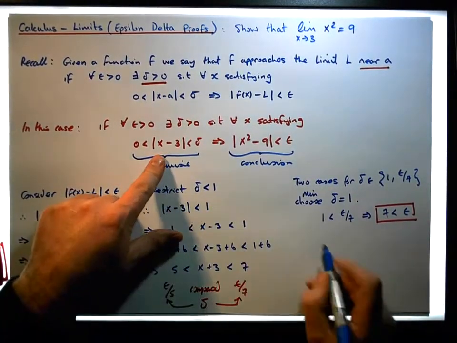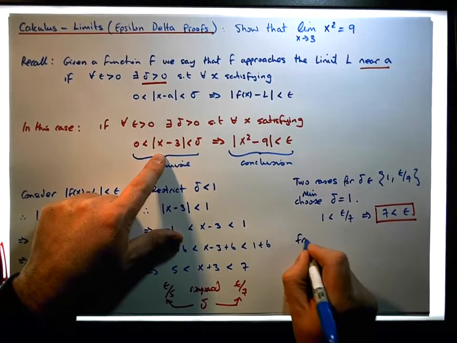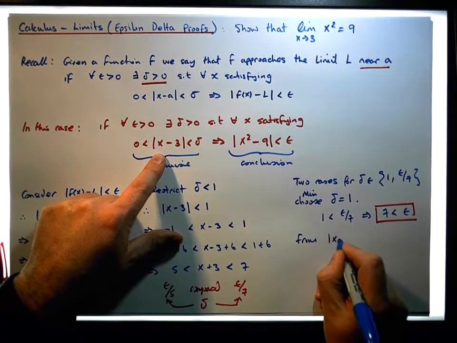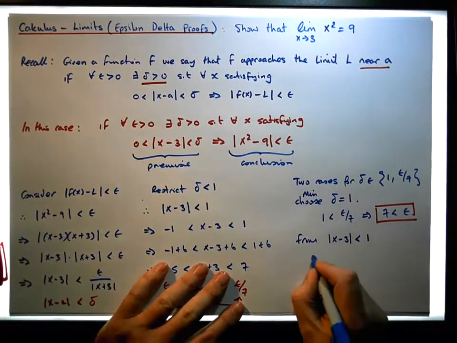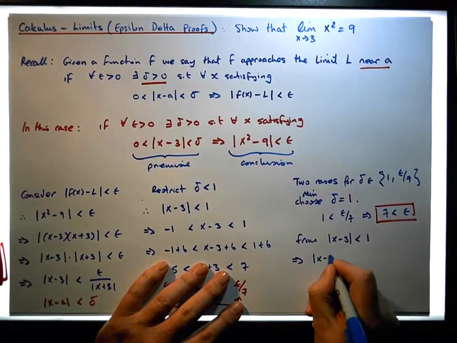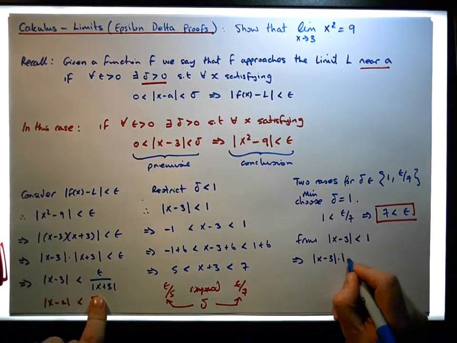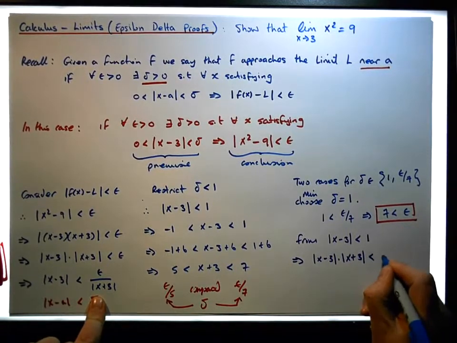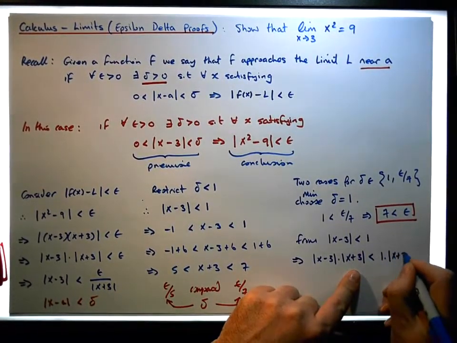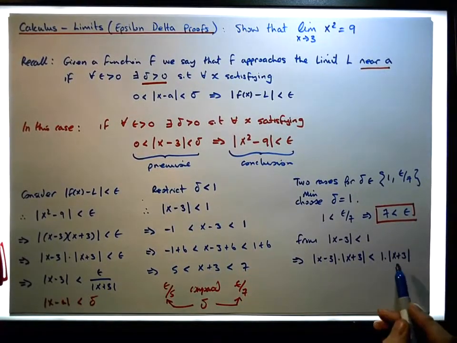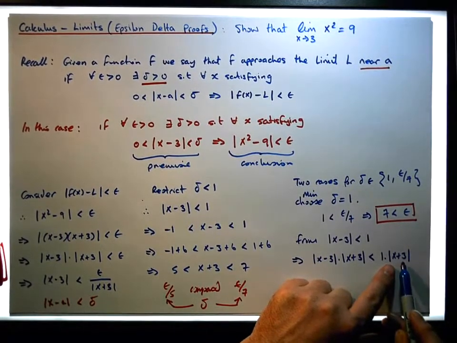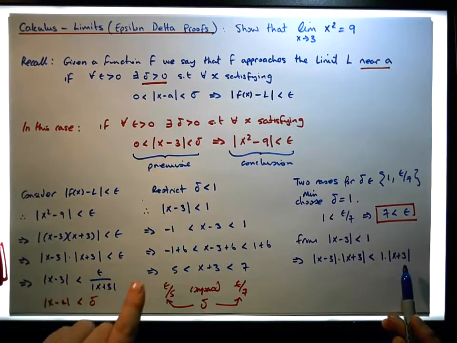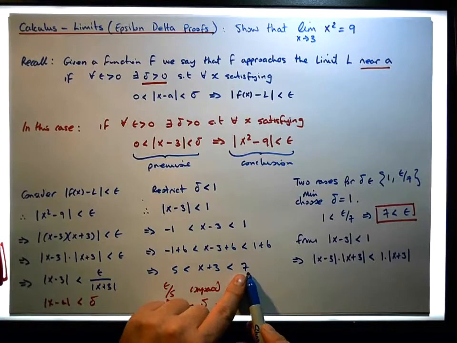Now let's take the premise. From |x − 3| being less than delta, in this case delta equal to 1, we also have that |x − 3| times |x + 3| must be less than 1 times |x + 3|. Now, we already know that |x + 3| is less than, we just figured that out a moment ago, 7. Its upper bound is 7.